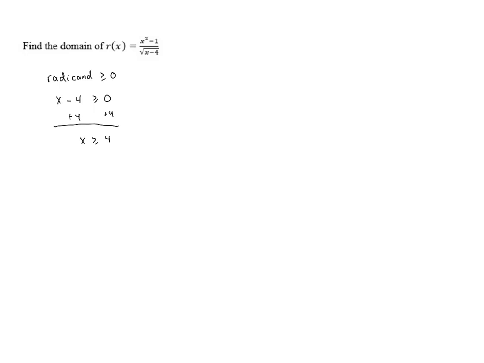But we also have to make sure that the denominator is not equal to 0. Now the denominator is the square root of x minus 4. So we have the square root of x minus 4 cannot equal 0.